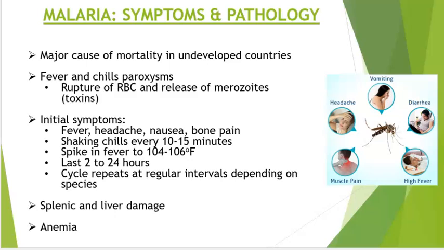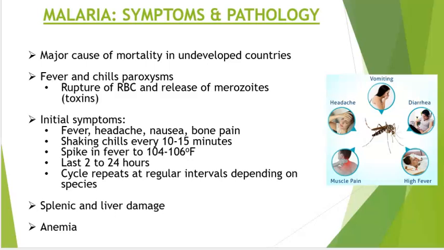Signs and symptoms and pathology for malaria. It's the major cause of mortality in underdeveloped countries. Remember in the beginning we said of that almost 500 million cases, about 1.5 million end up dying from malaria. It causes fever and chills, especially during those times when the red blood cells rupture and release those merozoites, because it causes toxin release in the body. Initial symptoms can be anywhere from headache, fever, nausea, even pain in your bones. It can cause shaking and chills every 10 to 15 minutes.